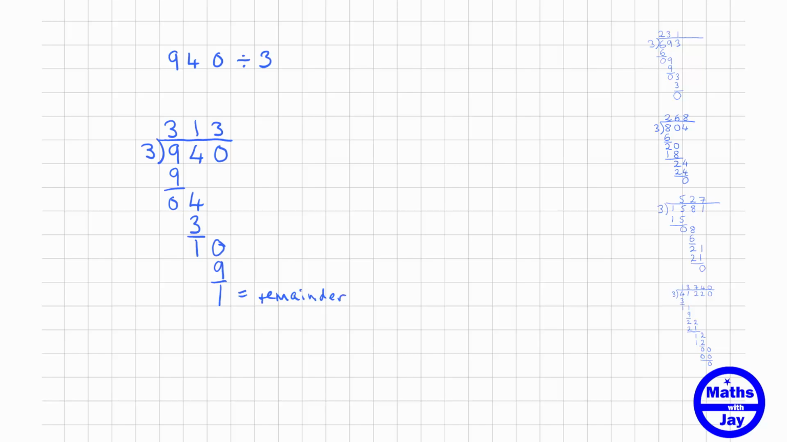Well, when we write the answer down, what we could say is 940 divided by 3 is 313, and we could either write remainder 1, or we could say, because we're dividing by 3, it really is just telling us that the exact answer is 313 plus 1 divided by that 3. In other words, 313 and a third. So for example, if we were dividing 941 by 3, we would have got a remainder of 2, so the answer would have been 313 and 2/3.